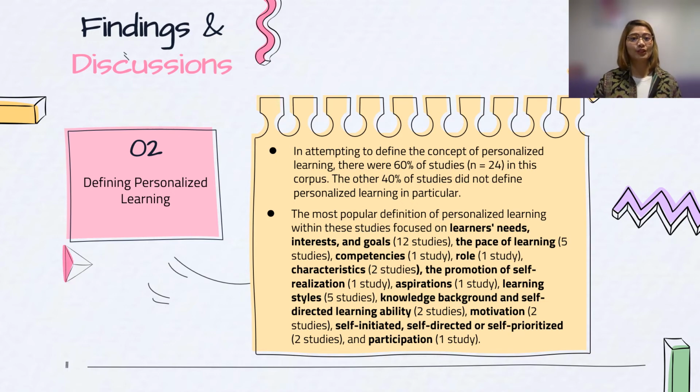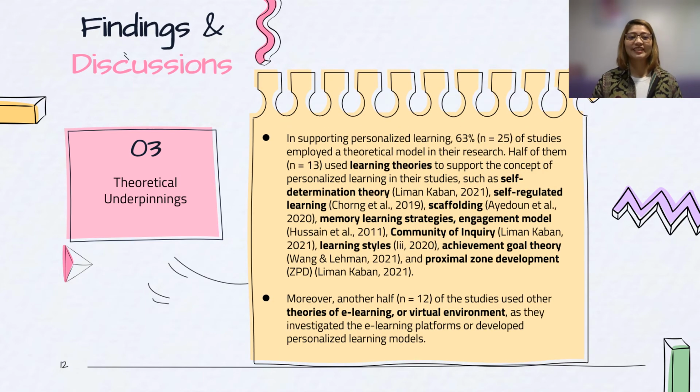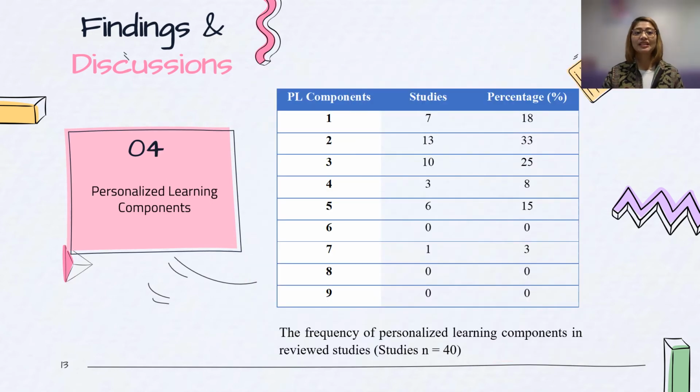Also, some definitions prioritize competency-based education or learner agency, while others focus on unique pacing or learning preferences that align with some previous studies. In supporting PL, half of the studies used learning theories and another half used other theories of e-learning or virtual environment. These balanced portions of underpinning theories demonstrates that learning theories juxtaposed with other e-learning or virtual environment theories to complement each other. The most significant number of components discussed in the review study was 2 PL components.